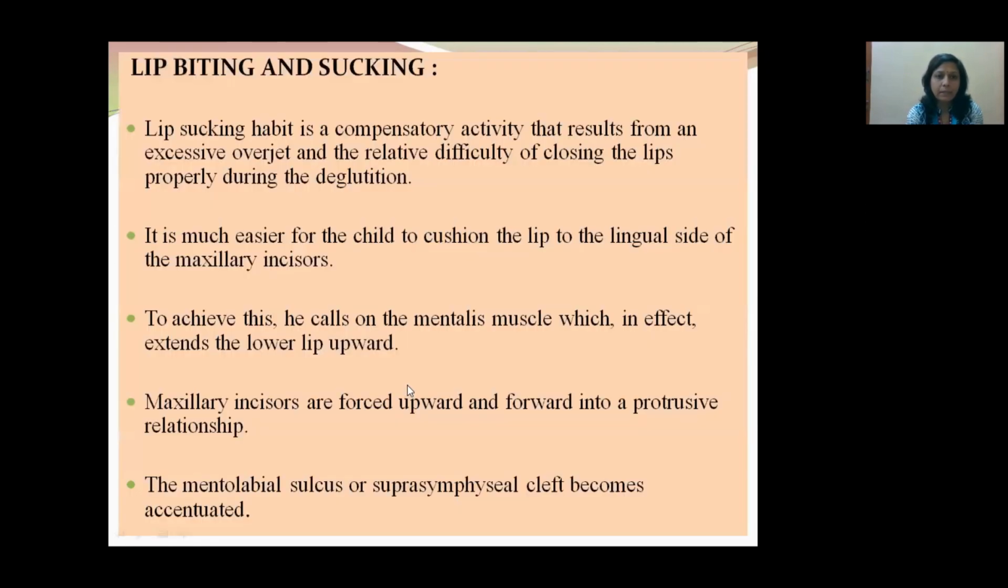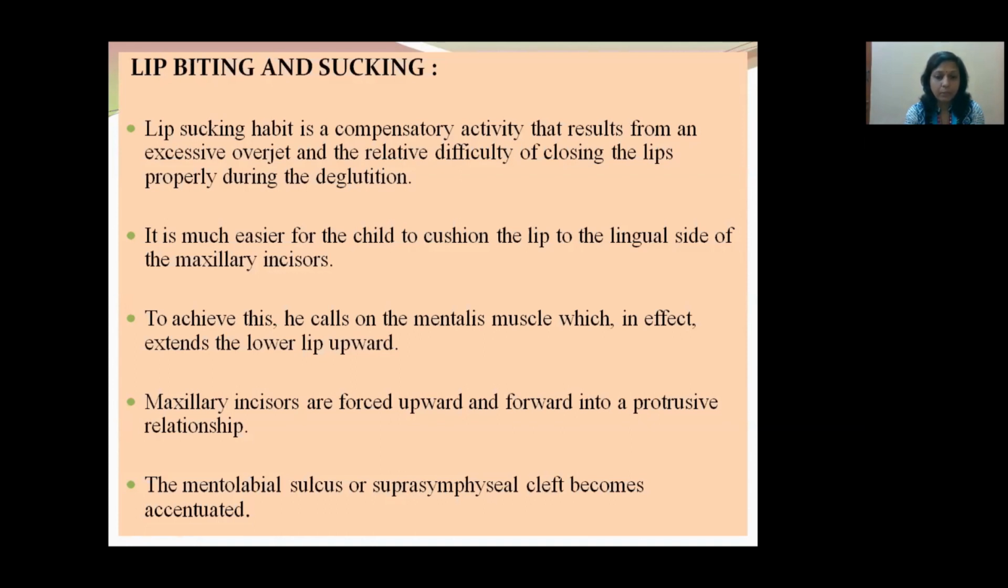Lip biting and sucking. Lip sucking habit is a compensatory activity that results from an excessive overjet and relative difficulty of closing the lips properly during the deglutition. It is much easier for the child to cushion the lip to the lingual side of the maxillary incisors. To achieve this, he calls on the mentalis muscle, which in effect extends the lower lip upward. Maxillary incisors are forced upward and forward into a protrusive relationship.